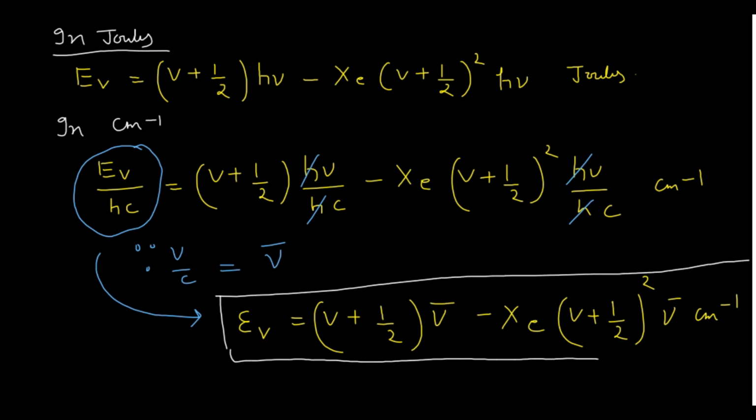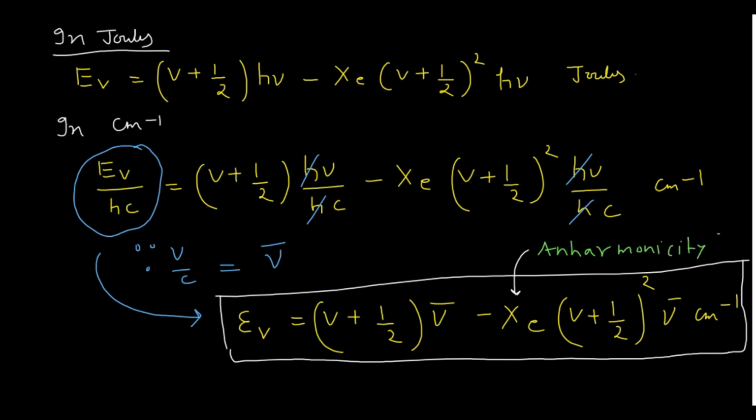Because it is very helpful for the molecules which have the stretching or the compression of the bond larger than 10%. Okay, what I forgot to tell about is this XE, which is very important. This is the anharmonicity constant.